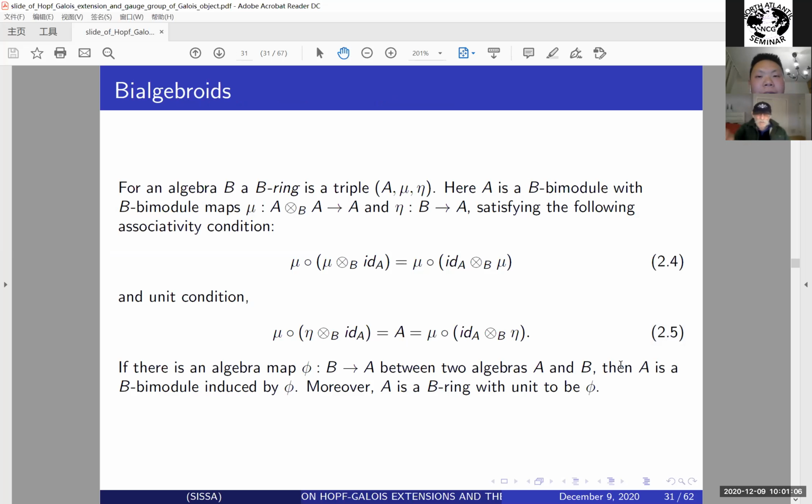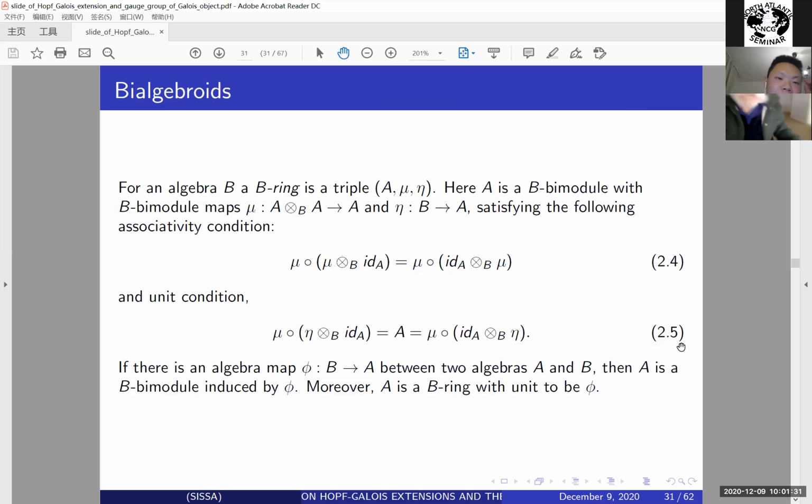And now after this gauge group of Galois objects and Hopf-Galois extensions, I will give an introduction to bialgebroids and especially the Eckmann-Schauenburg bialgebroid. First, the bialgebroid can be viewed as a quantum group, and especially the Eckmann-Schauenburg bialgebroid can be viewed as a quantum gauge group corresponding to a Hopf-Galois extension.